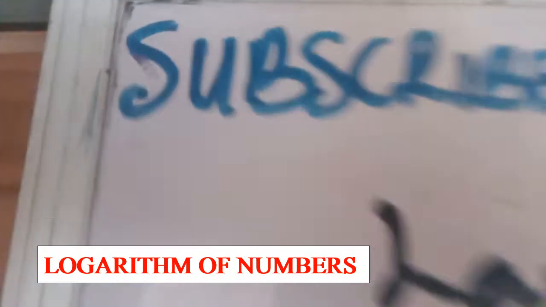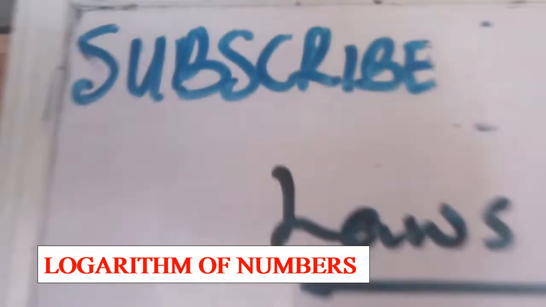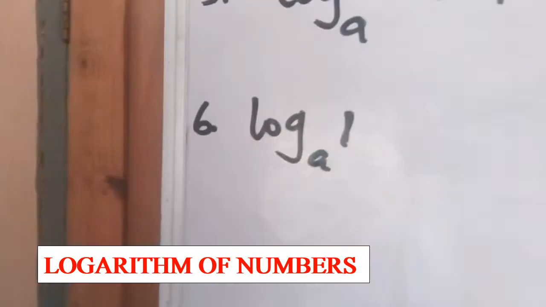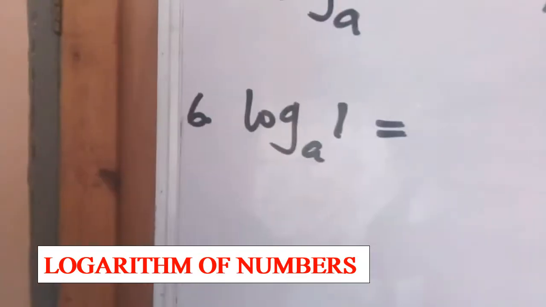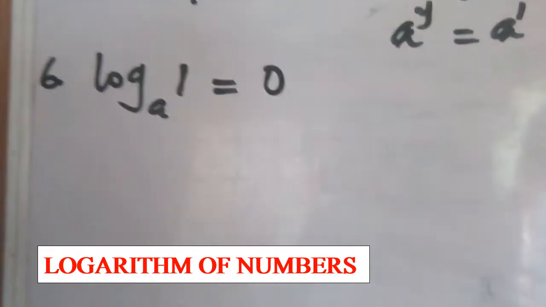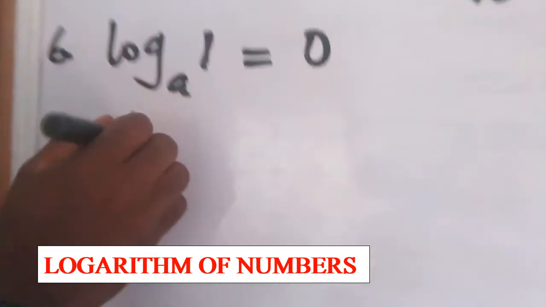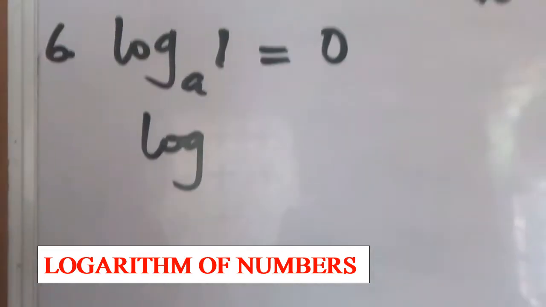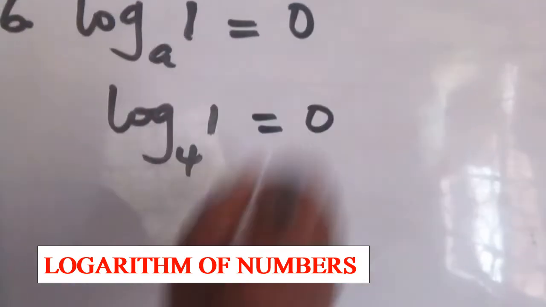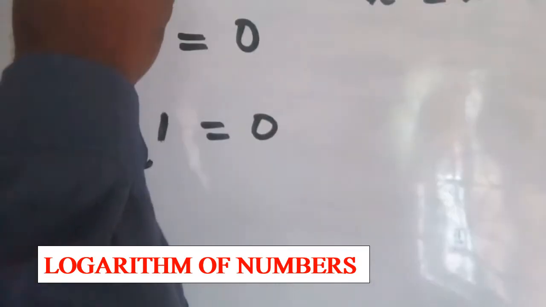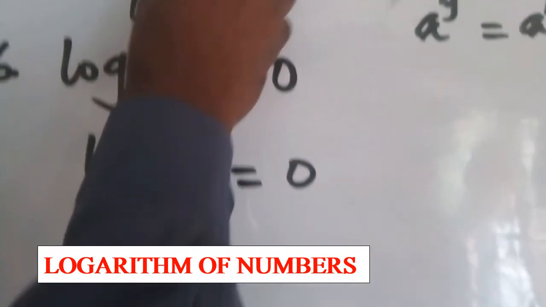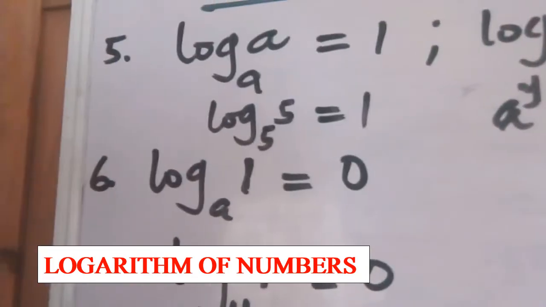Now the next one we have: log 1 base a will give us 0. Log 1 base a will give us 0. For example, if you have log base 4 of 1, your answer will be what? 0. In this case, if you have log 5 base 5, that will give you 1.